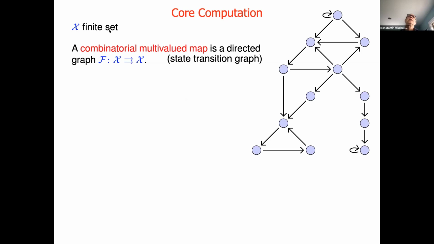So I have some finite set, and I'm going to think of these as states of my system. And I'm going to talk about a combinatorial multi-valued map as being a directed graph on these states. And maybe you think of this as a state transition graph.